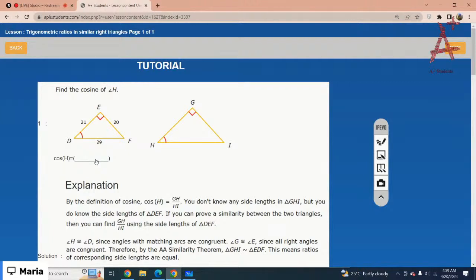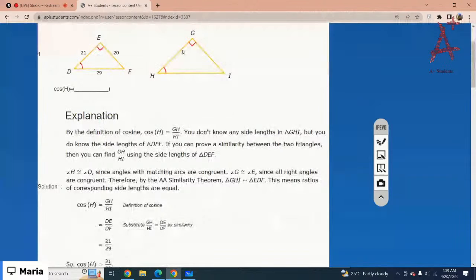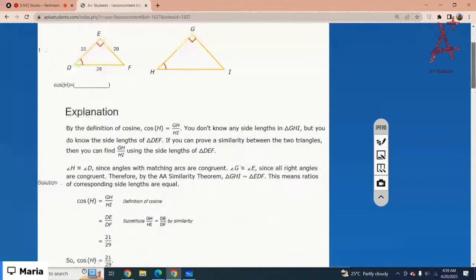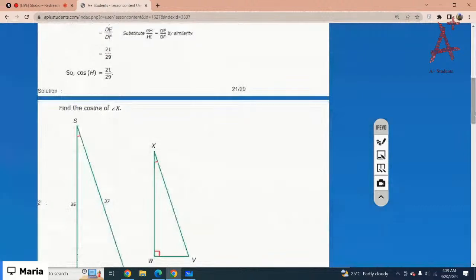So that means all the right triangles are similar triangles, got it? Similar triangles mean ratios of corresponding side lengths are equal. So just form a ratio between the corresponding sides. Cos H equals GH over HI, which is DE over DF, so it would be 21 over 29. That means cos H equals 21 over 29. Just form a ratio between the similar sides. This way you can find the answer.